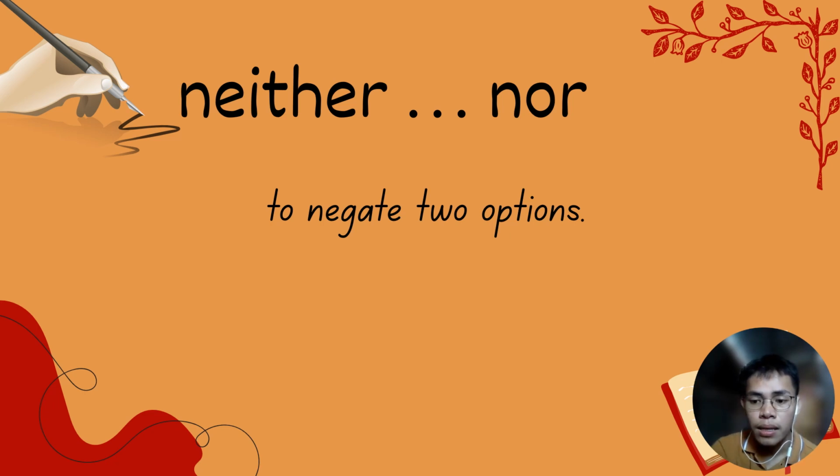Next is the neither nor. So similar to either or, this can also be used to join the three elements: the words, phrases, and clauses. However, neither nor is used to negate two options. We use this when we do not desire to make any of the choices. Meaning, if we do not want to do any of the choices, then we use neither nor.